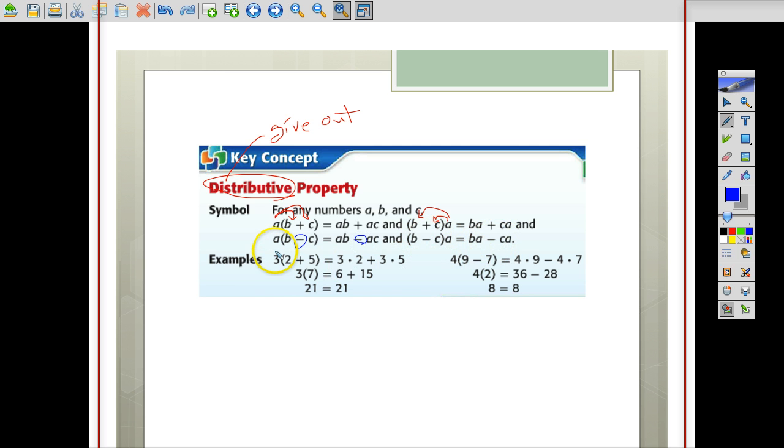Here's an example. You do 3 times 2, and you get 6. And then you do 3 times 5, and you get 15. So you're going to add, and 6 plus 15 is 21. Now subtraction: 4 times 9 minus 4 times 7. 4 times 9 equals 36. 4 times 7 is 28, and you're subtracting those two, and you get 8.